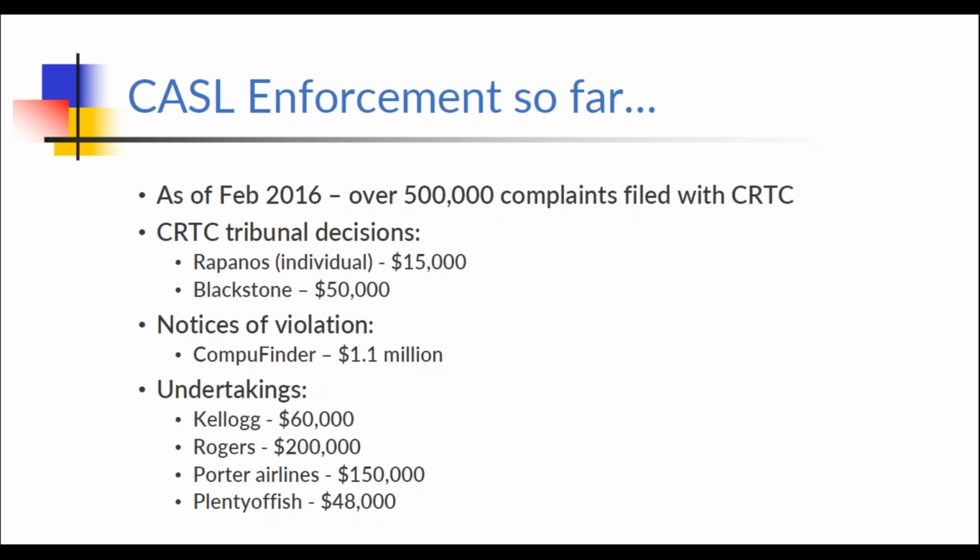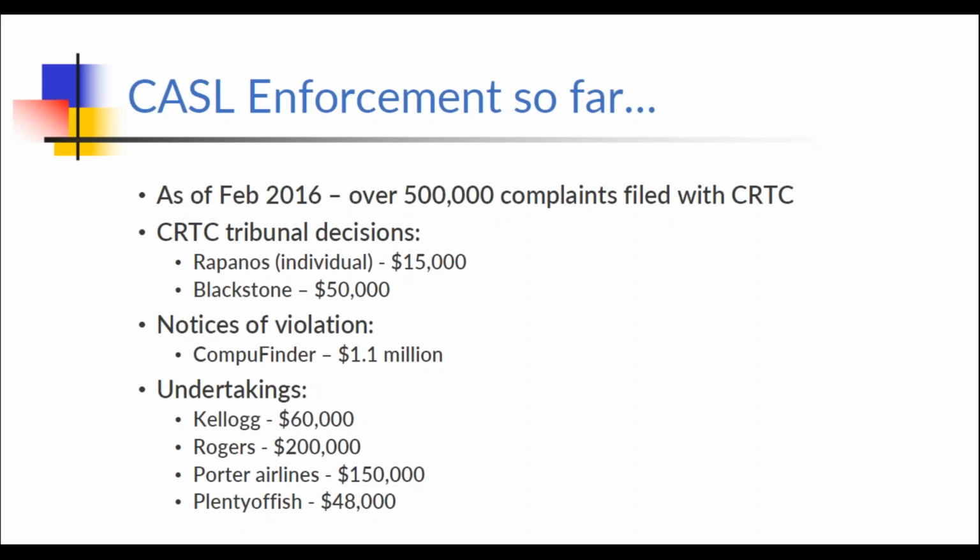The first decision, only a few weeks ago, came out in the Rapanos case, and that's unusual because in that case, it was an individual, not a company or a business, who was facing a fine for sending emails out. He was facing a $15,000 fine, which is a lot for an individual, even though technically he could be facing $1 million. I'm sure all of you would agree. He was fighting it, and he lost at the tribunal level, and he now has to pay $15,000 in fines.